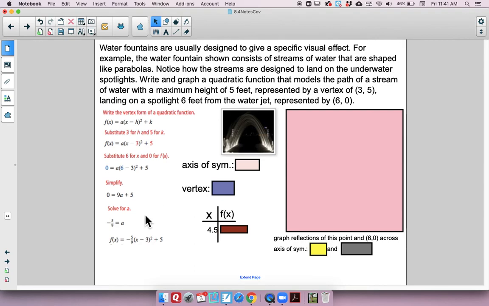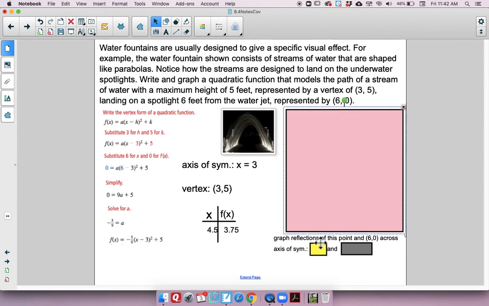Okay, and now all we have to do is graph it. We already know we have an axis of symmetry, right, of x equals h. H in this case is 3, so x equals 3. We know our vertex, we were told, is 3, 5, or we can get that from the formula here. We already have 6, 0. Well, we know that the starting point is 0, 0, where the water shoots up, so we can plot a point there, right? And let's pick another point. I used 4.5, and I got 3.75 for y.